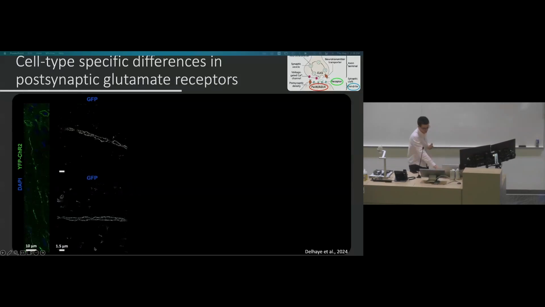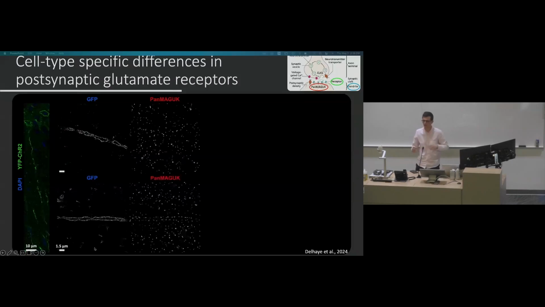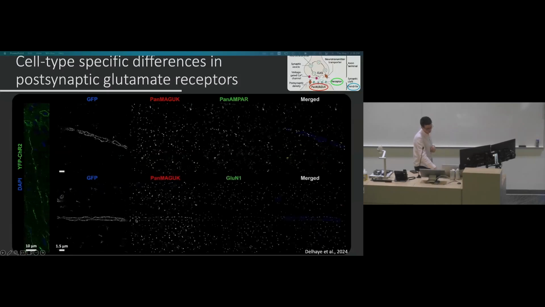And then we could look at pan-MAGUK to locate all of the excitatory inputs in this field of view, and then look at AMPA receptors as well as glutamatergic receptors to see if they have a differential distribution. This has already been shown before using electron microscopy, but we wanted to see if we could reproduce the same result that has been acquired before with electron microscopy using this procedure.